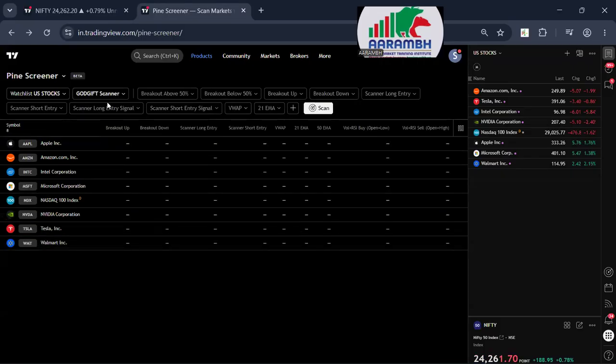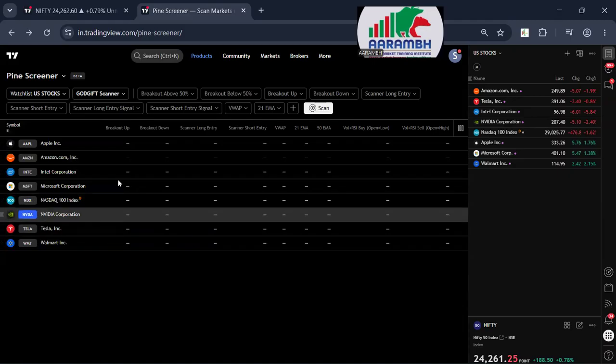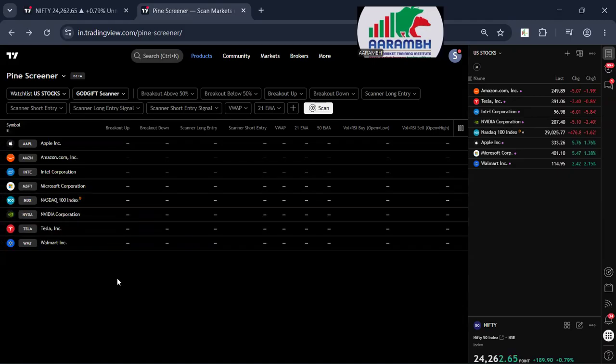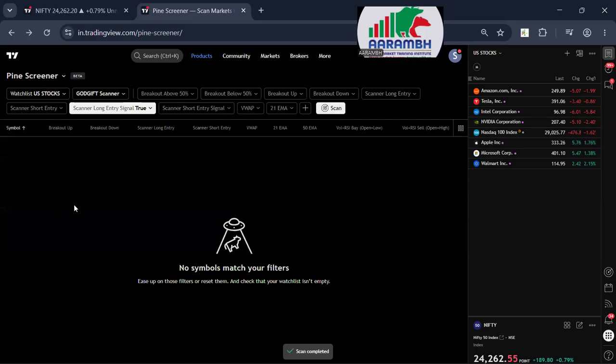Now I have added the God gift scanner. Now I want to take short entry or long entry in these stocks. How to understand? Presently the US market is closed. What I am going to do is scan for long. If it's true, then scan. Then if any stocks come, you can focus on that stock.